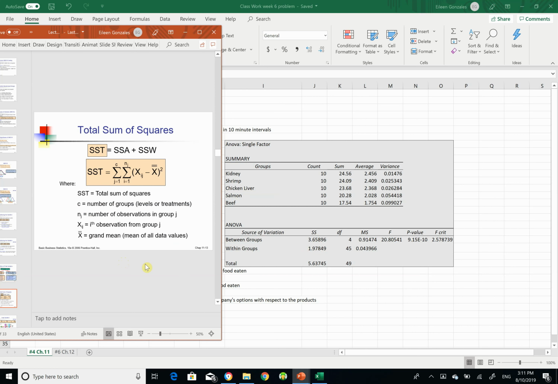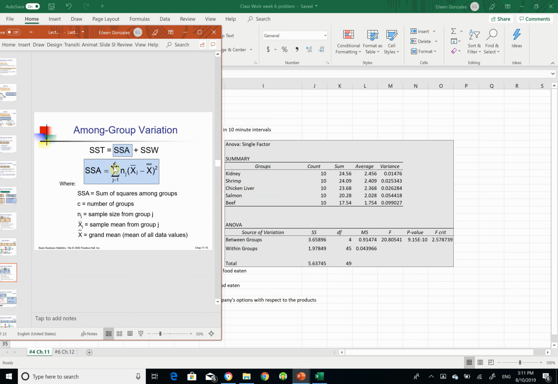And so for each of these values, one of the things I want to point out is that Excel is computing this equation: SSA equals the sum of n sub j times the mean of j minus the grand mean, or the mean of all data values, and that value squared. And they're taking the sum of all of these things, and in this case giving us our between group variation.